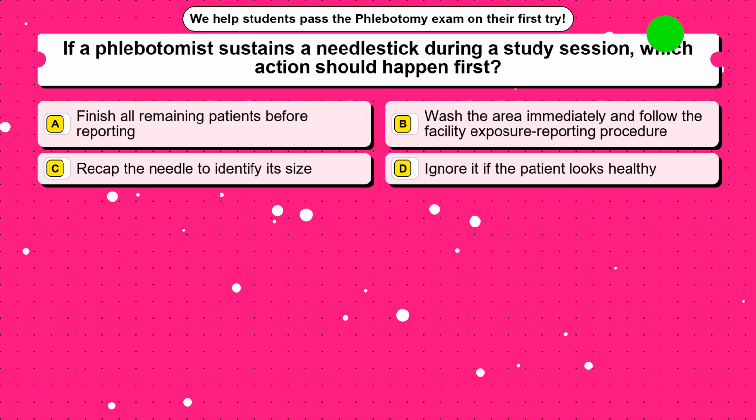Question 18. If a phlebotomist sustains a needle stick during a study session, which action should happen first? Option A, finish all remaining patients before reporting. Option B, wash the area immediately and follow the facility exposure reporting procedure. Option C, recap the needle to identify its size. Option D, ignore it if the patient looks healthy.